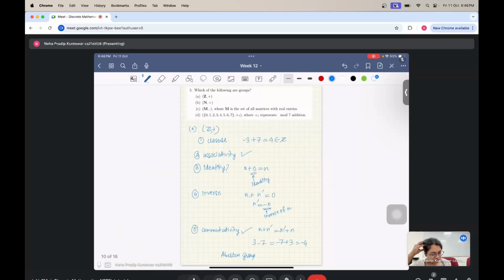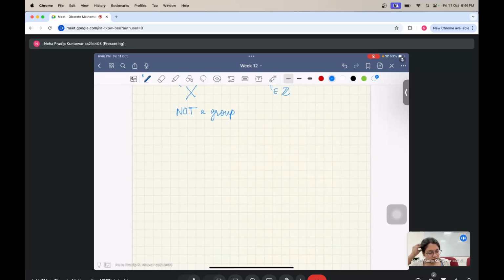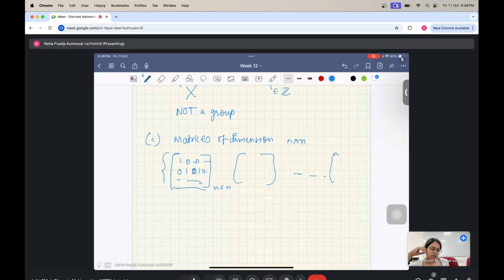Now let's look at the third example. The third example is that you have a set of matrices, of dimension n cross n. So this is what the set will look like: there's some n cross n matrices, with entries like 1 0 0, 0 0 1, 0 1 0, and so on. It's n cross n, and this is the set.